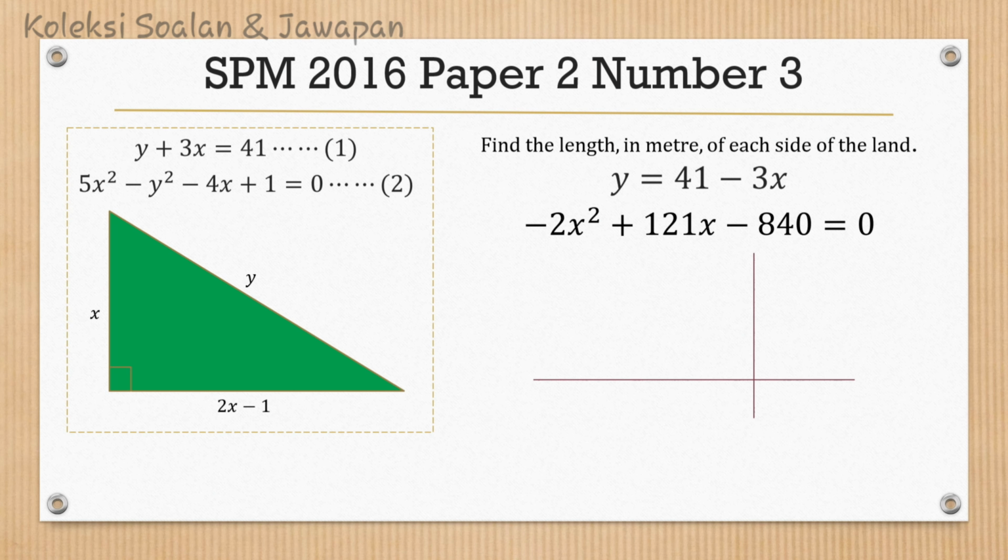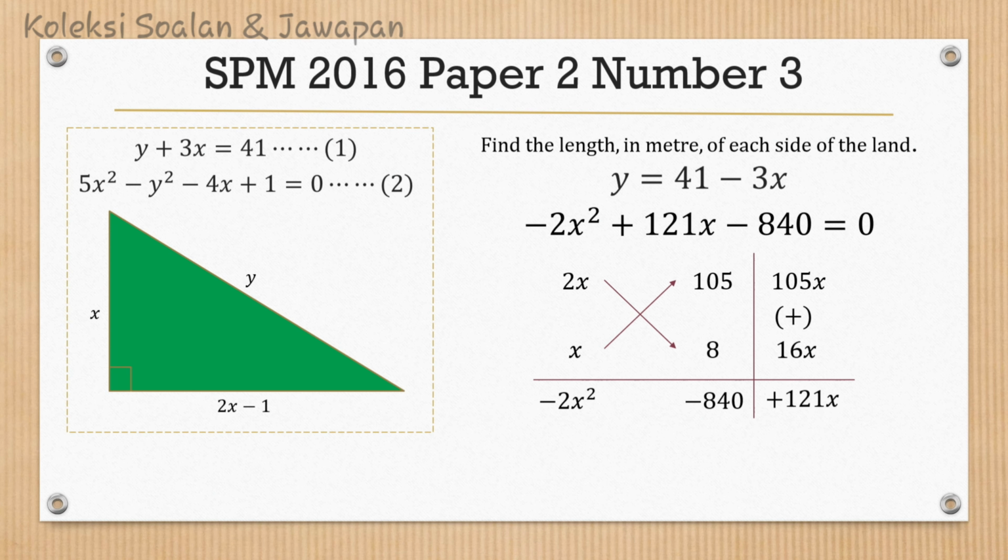So we can factorize this equation, which is 2x times x is 2x squared. Ignore the negative signs first. 105 times 8 is 840. x times 105 is 105x. 2x times 8 is 16x. Then we need to find a suitable operation so that 105x and 16x will give us 121x. So it should be positive 105x and positive 16x.